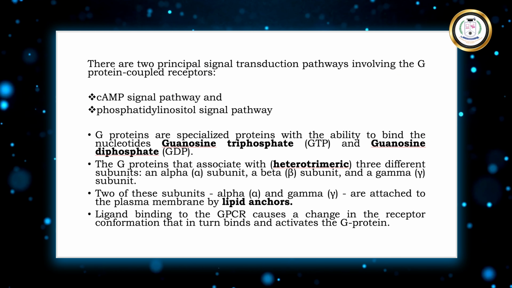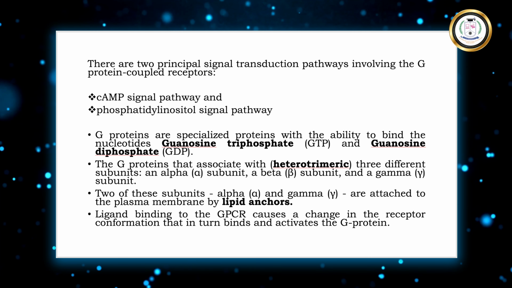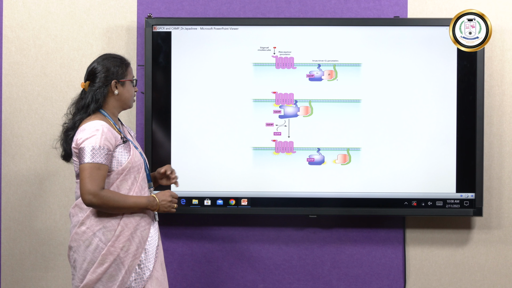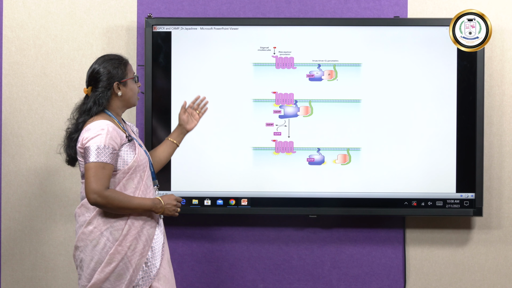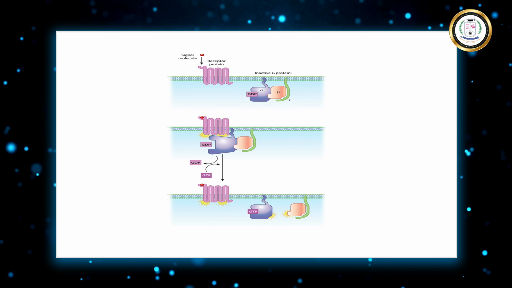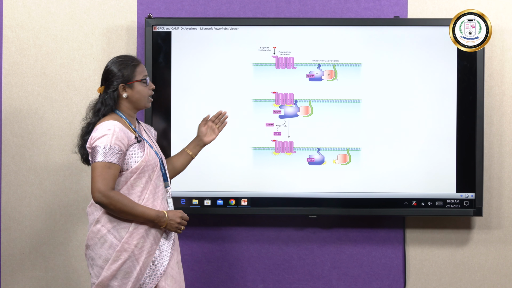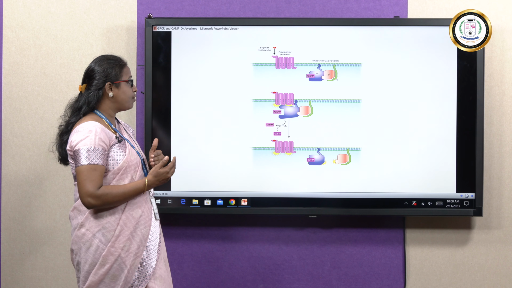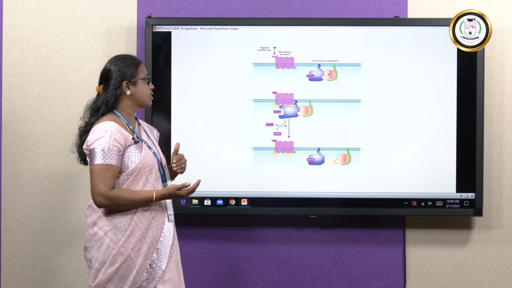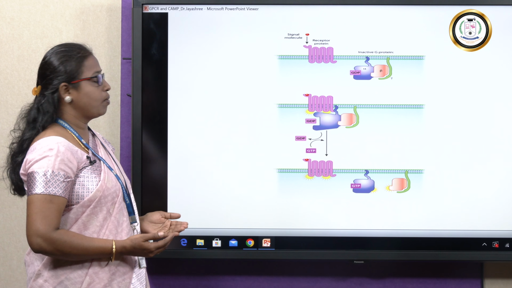Ligand binding to the GPCR causes a change in the receptor conformation, which in turn activates the G protein. This image can clearly explain the activation of the G protein. The signal molecule, which may be a ligand, a drug molecule or a hormone, comes and binds with the receptor and activates it. The conformational change gives the instruction to the intracellular process. So it will activate the inactive form of G protein to the active form.